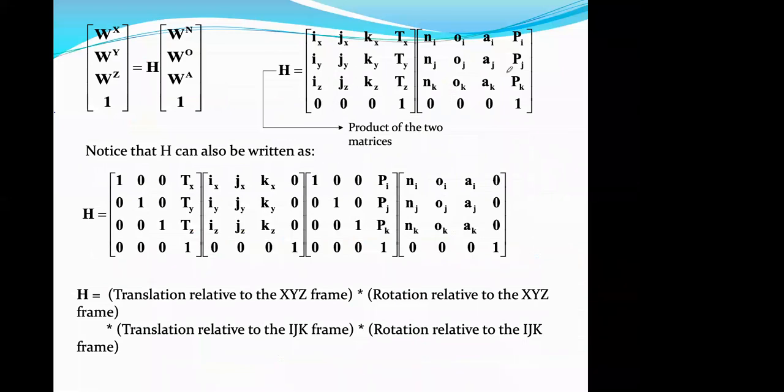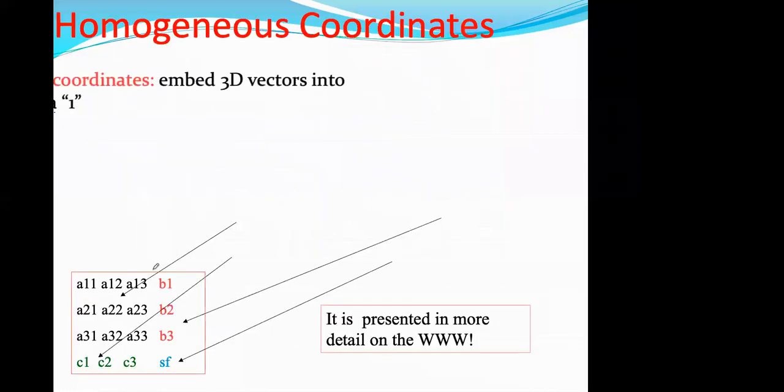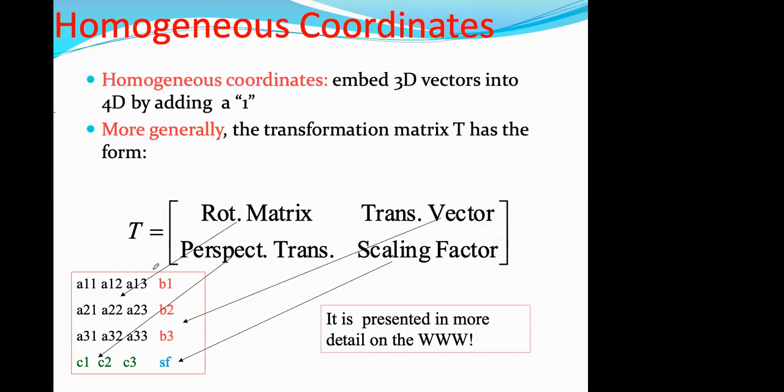तो ये तो I matrix है, ये NOA matrix है, दोनों का product जो है that will be the H matrix. So this is the translation relative to the XYZ frame, rotation relative to the XYZ frame, into translation relative to the IJK frame and rotation relative to the IJK frame. So in this way we can understand the overall transformation matrix. So this is the summary of the homogeneous coordinate transformation, so that in the next 15-20 minutes we can go with some modeling aspect.